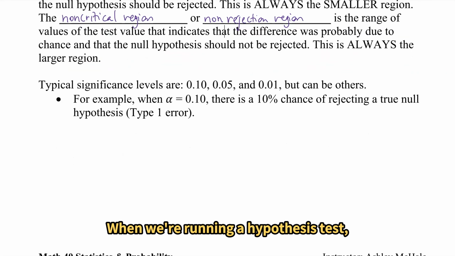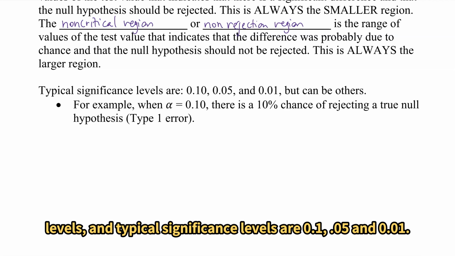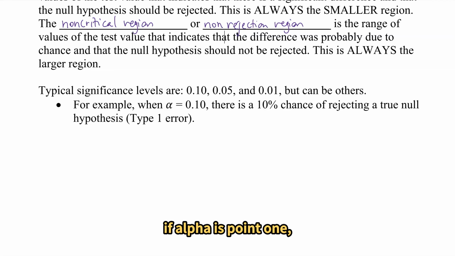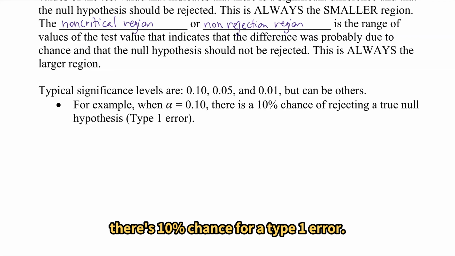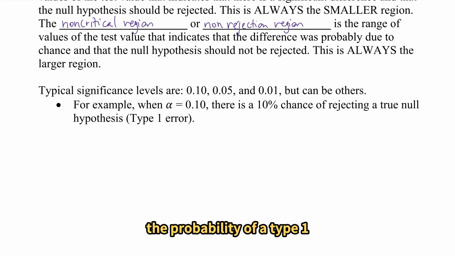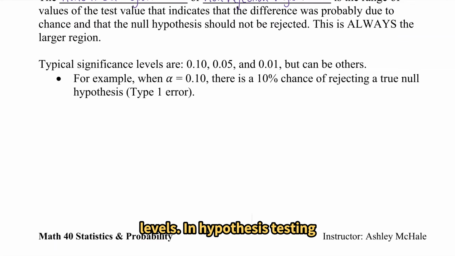When we're running a hypothesis test, we have significance levels, and typical significance levels are 0.1, 0.05, and 0.01. We could have others, but here in an example, if alpha is 0.1, there's 10% chance for a type 1 error. So this is where we directly control the probability of a type 1 error, is with our choice for significance levels.